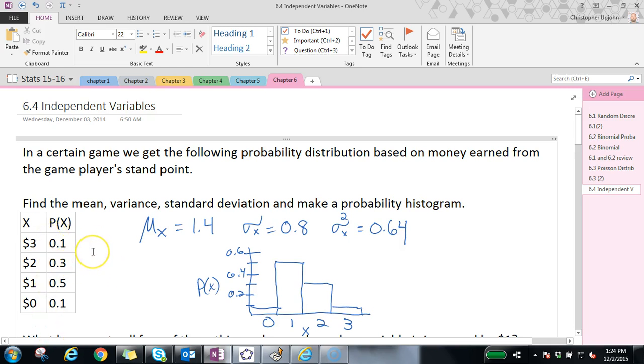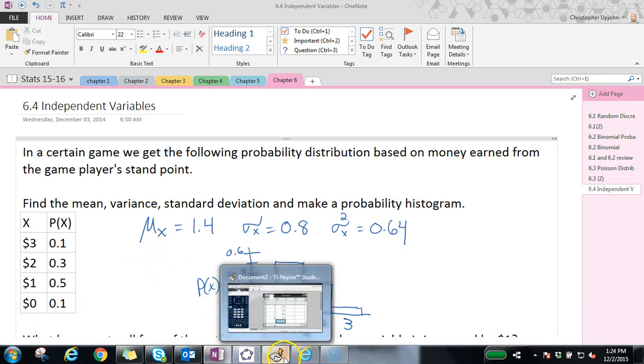So we find our probability by using the formula on the formula sheet, which is x times p, and then take the sum of those. Multiply across, add down, and find our standard deviation, same thing. But we can use our calculator.